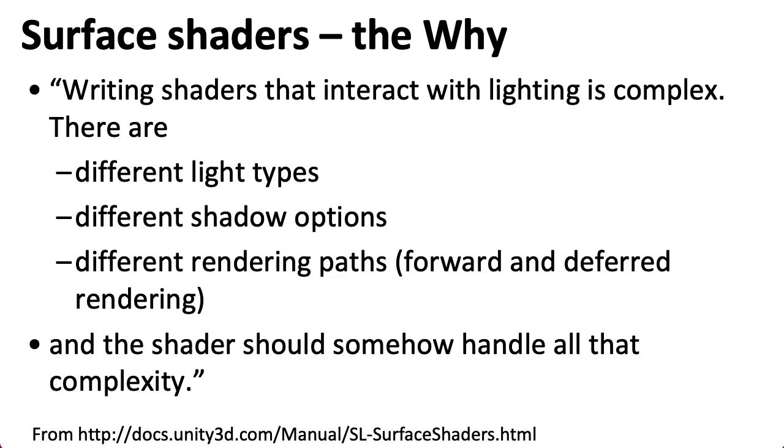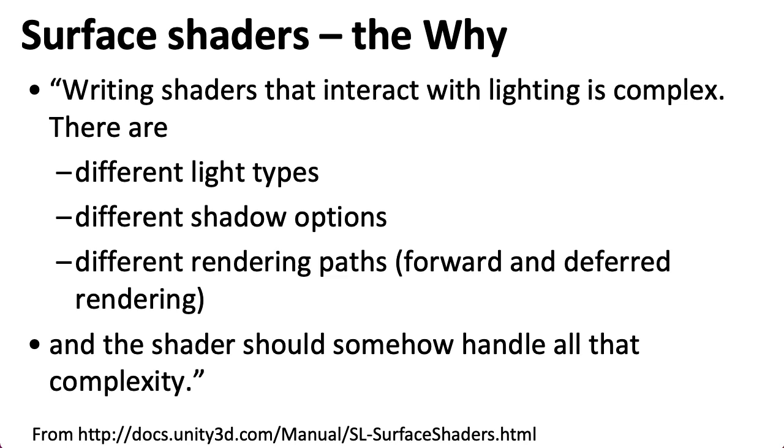so let's talk about them. Okay, so quoting from the Unity documentation, why did they come up with this surface shader technology? Writing shaders that interact with lighting is complex. There are different types of lights, different shadow options, different rendering paths, forward and deferred rendering. We haven't really talked about deferred rendering yet, but I'll talk about it later in the class. And the shader should somehow handle all that complexity. And we saw a big portion of that complexity in the previous couple of lectures when I dissected the standard shader for the built-in pipeline.